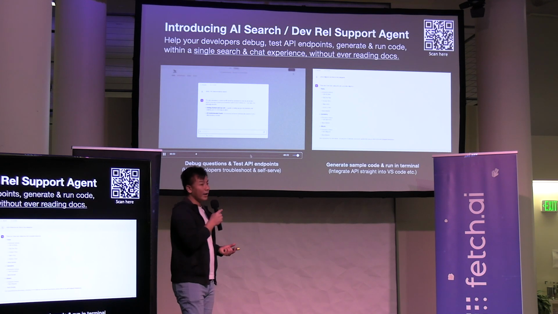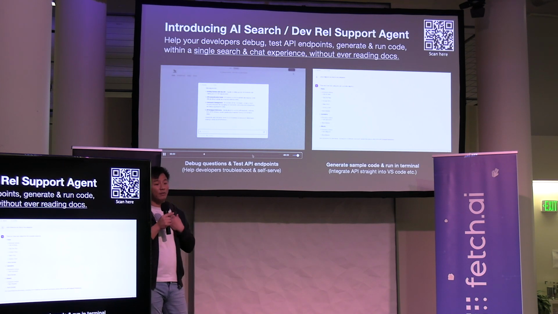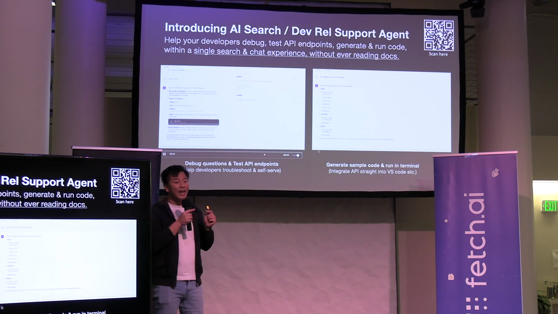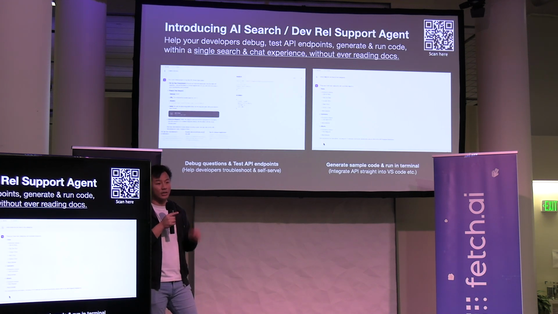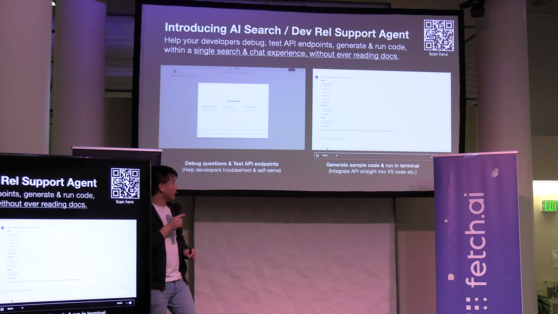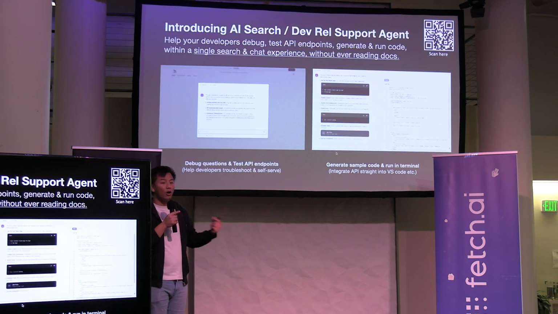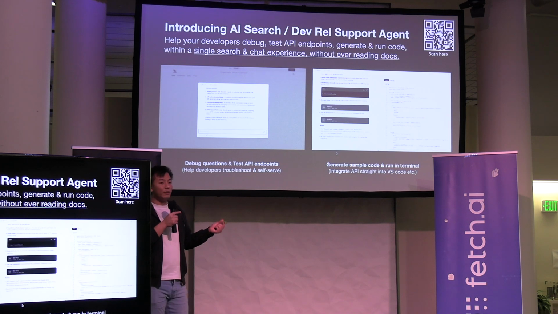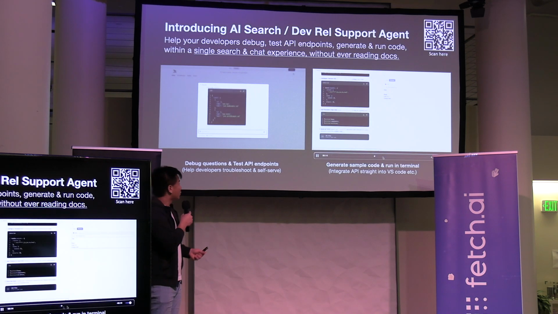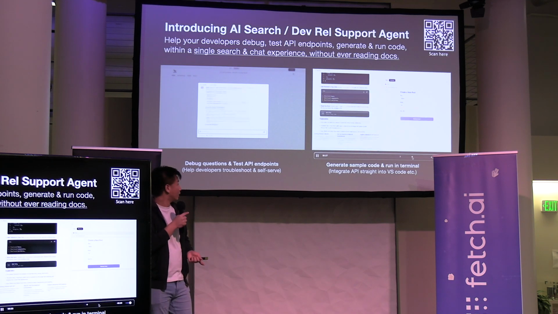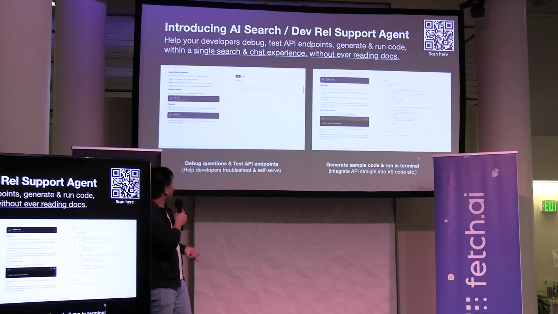On the left, once you embed it into your developer website, it can help debug any questions and allow developers to test API endpoints within the search interface, all in one. On the right, just imagine having v0 or Claude or even bolt.new integrated into your API doc. You can ask questions, run code, run integration code, test it out, and immediately deploy. And this is what we have for today.